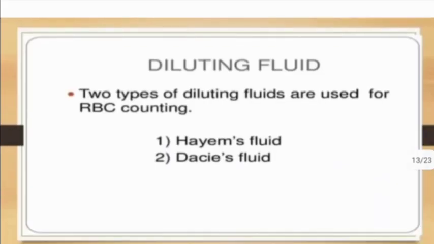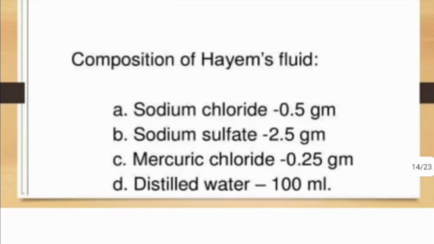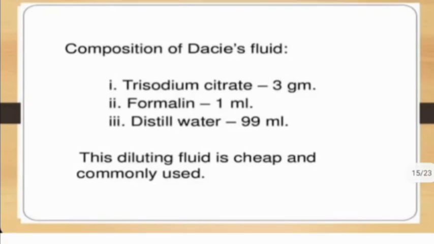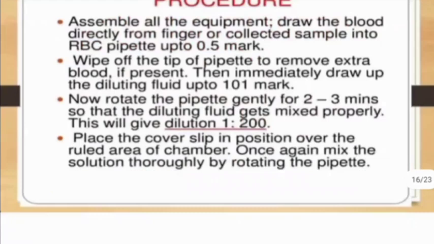So the dilution fluid types are Hayem's fluid and Gower's fluid. The composition of Hayem's fluid is sodium chloride 0.5 gram, sodium sulfate 2.5 gram, mercuric chloride 0.25 gram, and distilled water 100 ml. And the composition of Gower's fluid is disodium citrate 3 gram, formalin 1 ml, and distilled water 90 ml. This dilution fluid is cheap and commonly used in total RBC count for better observation.